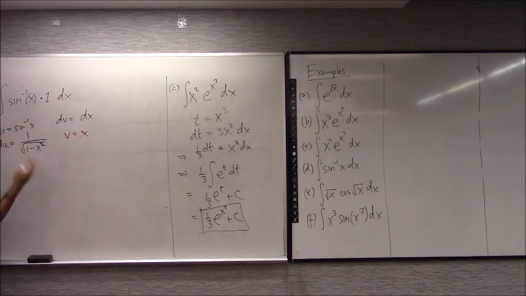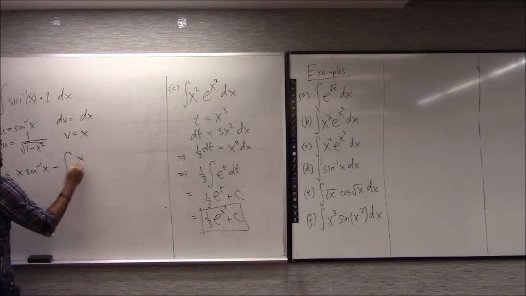So remember, in terms of the inverse trig functions, I expect you to know about sine inverse and tan inverse. You should know what the derivative of sine inverse is and what the derivative of tan inverse is. Derivative of tangent inverse is 1 over 1 plus x squared. Okay, so now u times v minus the integral of v du.